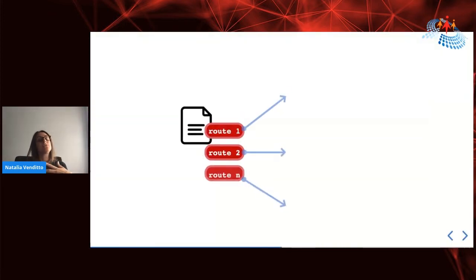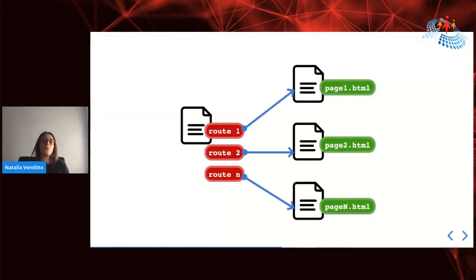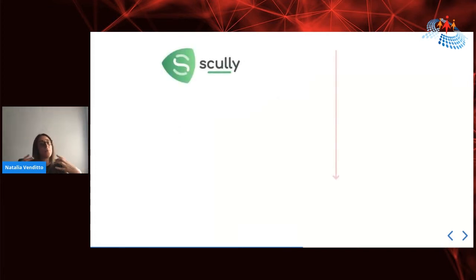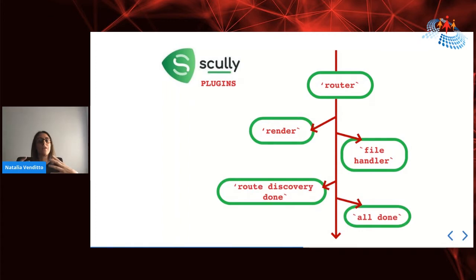So of course it needs a router enabled application, because basically what Scully does is it says, okay, we have route 1, 2, and whatever you define, and it maps or converts it to a normal or standard HTML page. And how does it do that? Well, it has a process. When you run Scully, you trigger a process that runs a bunch of inbuilt plugins by default. Those plugins take care of different concerns through the process cycle.